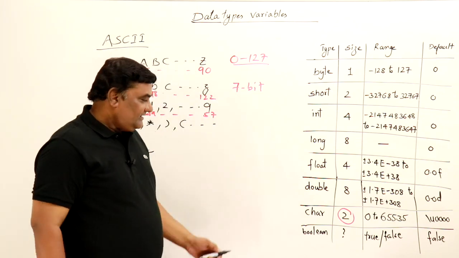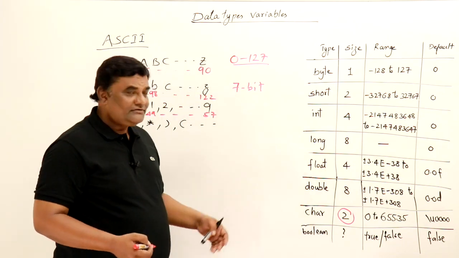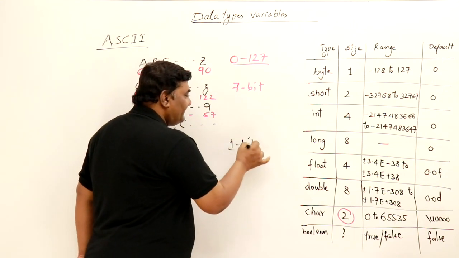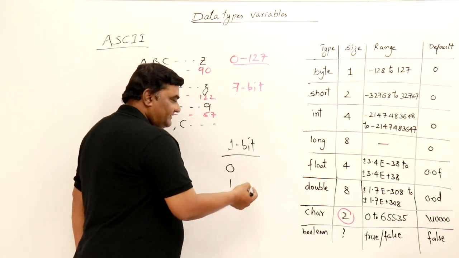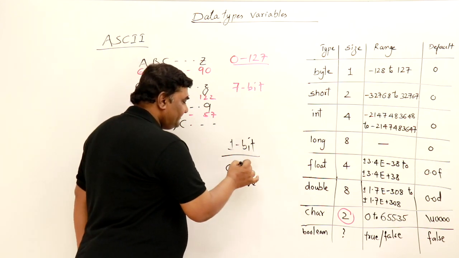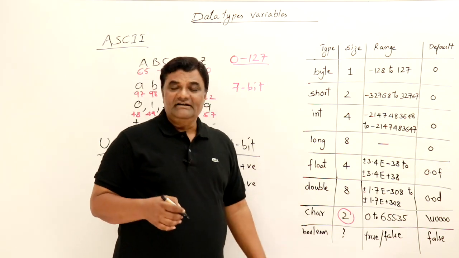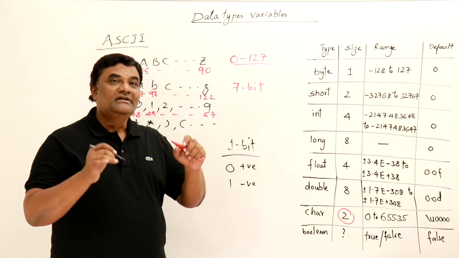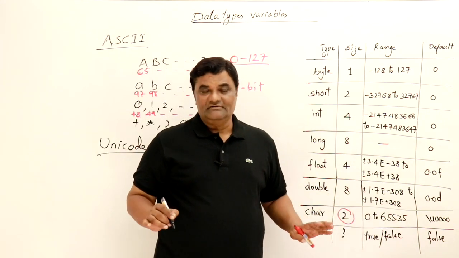And the last thing is Boolean. This Boolean data type allows only true or false. For storing true or false, only 1 bit is sufficient, right? If this bit is 0, we can say false, and if it is 1, we can say true. This is possible. But in Java, how many bits it takes is not defined. It depends on the runtime, that is, on the JVM. And Java allows only 2 values, true and false. That's all.